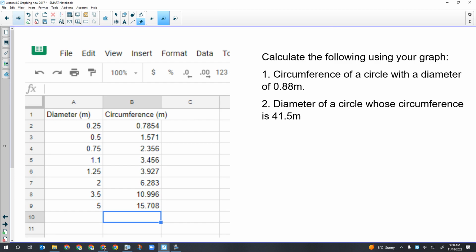Good. All right. I want you to go back now to the circumference graph. So what we have in our data is diameter and circumference. And we want to plot a graph of that. Now, before you start, I want a prediction here.